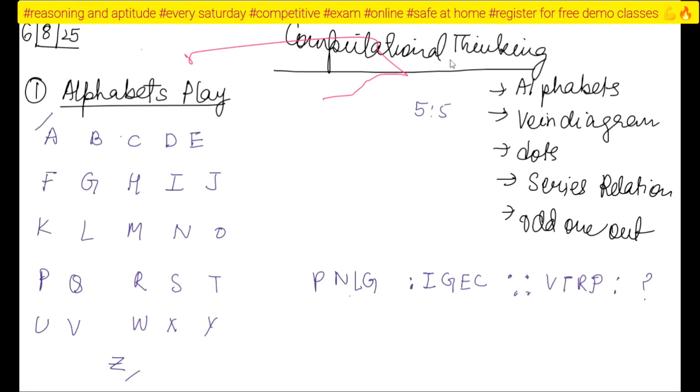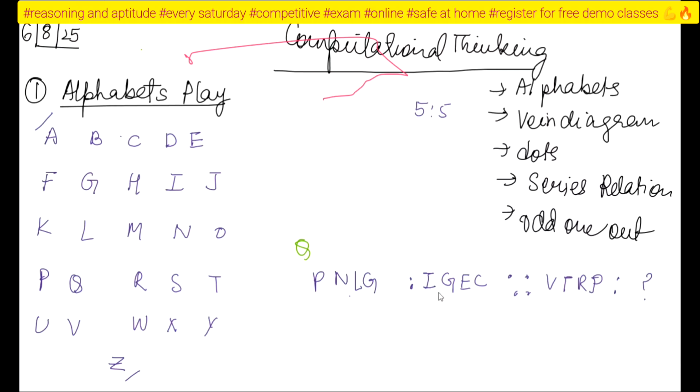Discussion is computational thinking, and there are several topics. In several topics we will play first with alphabets. For alphabets, first you have to write the entire A to Z in 5 pairs, so that it becomes a 5:5 ratio. Now suppose I am starting with a very basic question, that is like this.